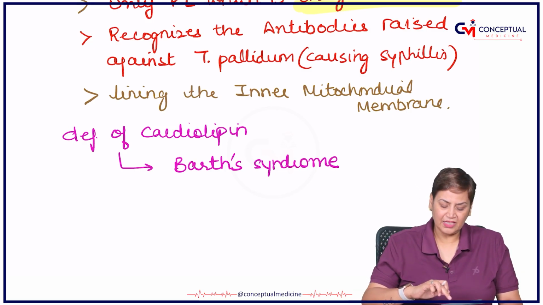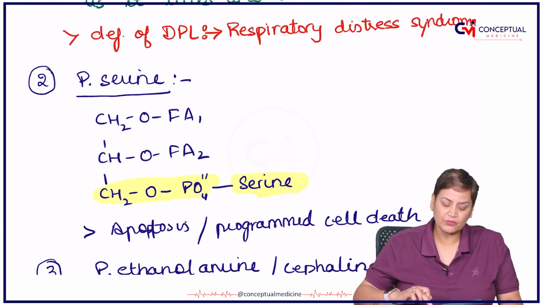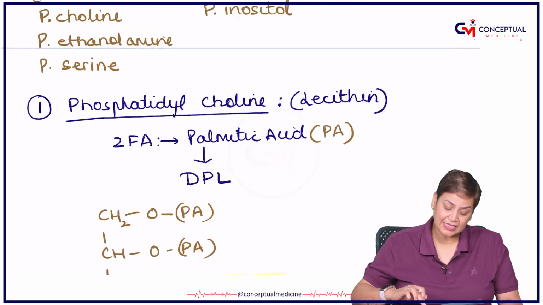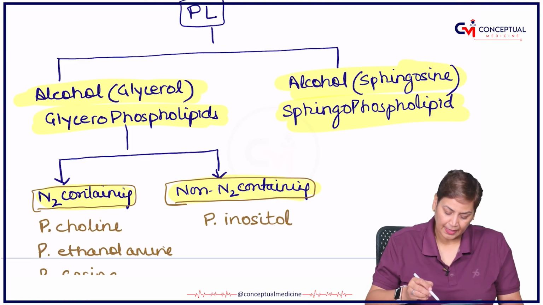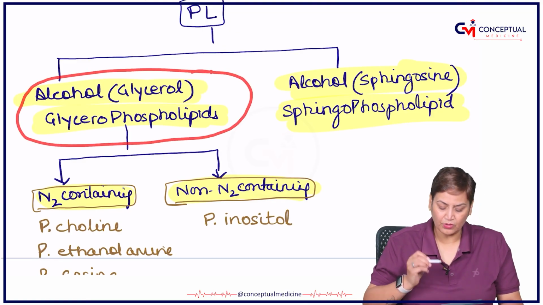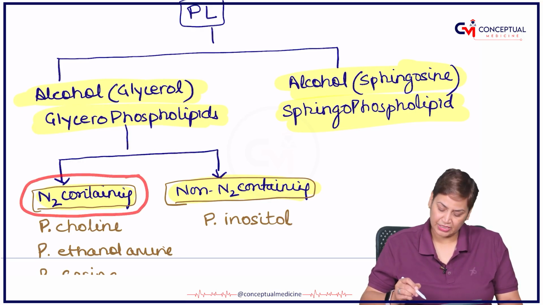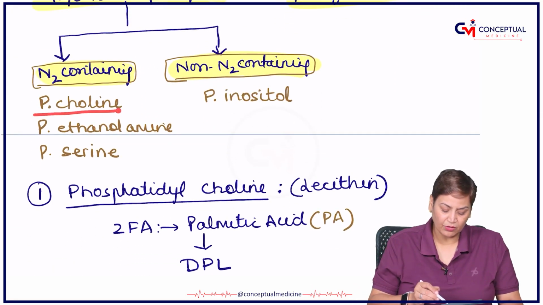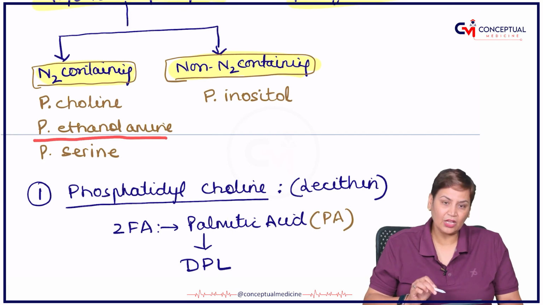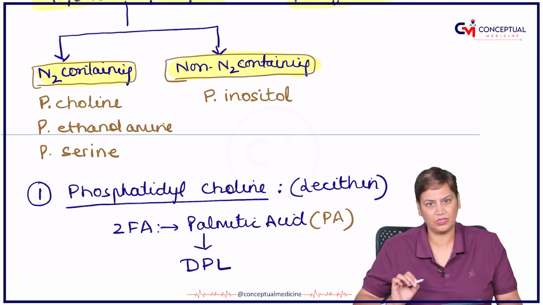Right? So these are the different types of phospholipids, and most precisely these are glycerophospholipids, where the alcohol is glycerol, which are further nitrogen containing and non-nitrogen containing. The examples of nitrogen containing: phosphatidylcholine, phosphatidylethanolamine and phosphatidylserine. Non-nitrogen will include phosphatidylinositol, right?